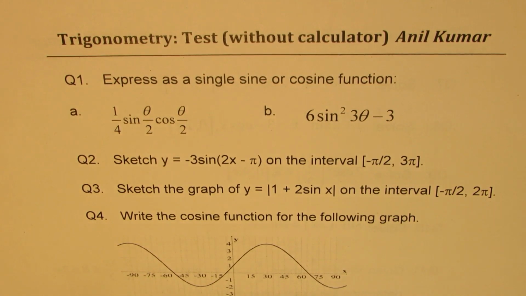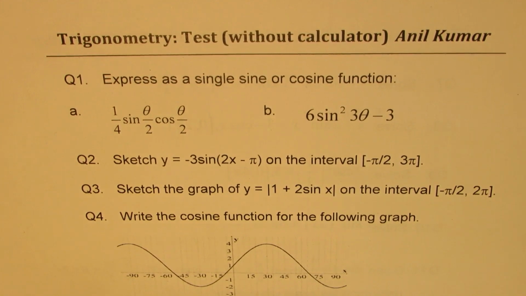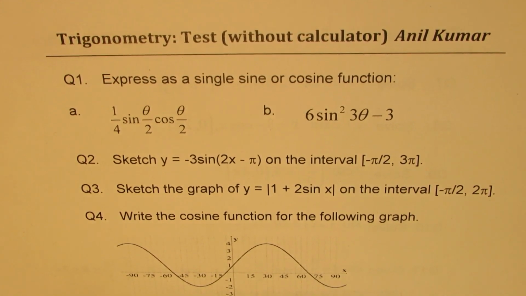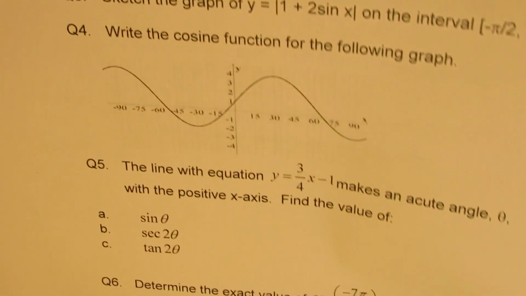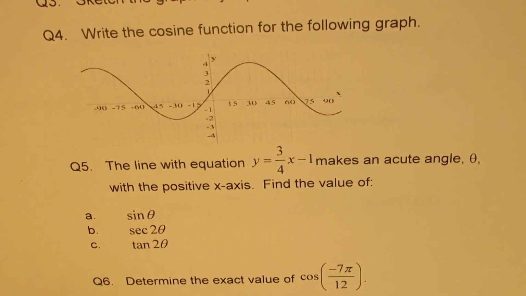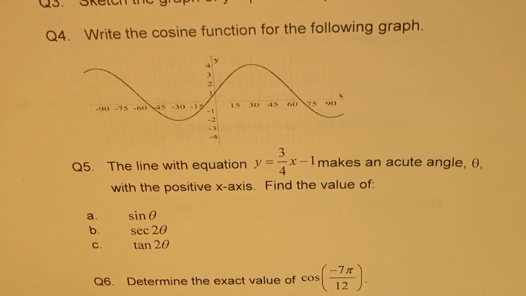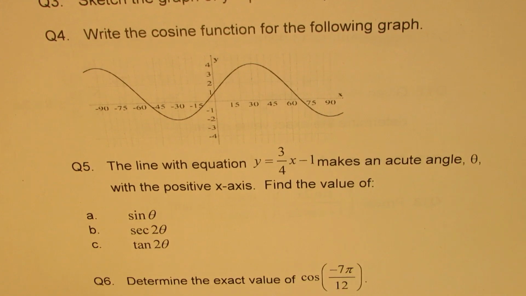Question number 1 is to use trigonometric formulas to write a single sine and cosine function. Question number 2 and 3 are to sketch trigonometric functions. Question number 4 is to find equation of a sine curve from the graph. Question number 5 and 6, as you can see here, you need to find the expression's value: sine theta, secant 2 theta, tan 2 theta. The last question here is to determine exact value of cos of minus 7 pi by 12.